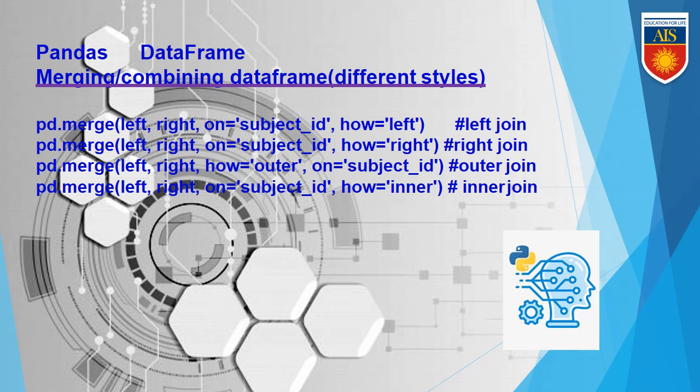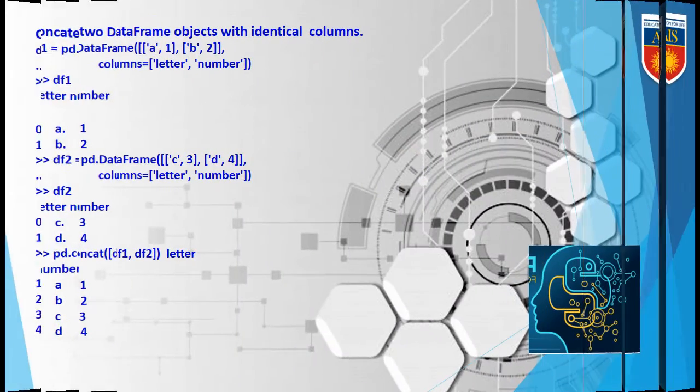Merging or combining data frames in different styles. We have 4 different styles to merge or join the data frame. Number 1, pd.merge(left, right, on='subject_id', how='left'). That means it's going to join or merge from the left. Then pd.merge, it's going to join from the right hand side, because against the how option we have given right. Then the next option, pd.merge(left, right, how='outer'). That means from the outer side it will merge. Then the last one, pd.merge(left, right, on='subject_id', how='inner'). That means it is going to be an inner join.